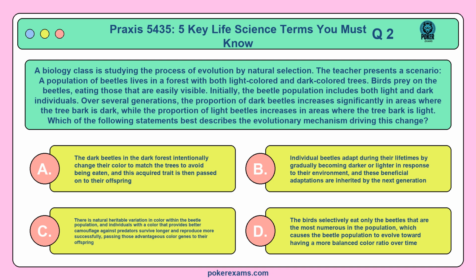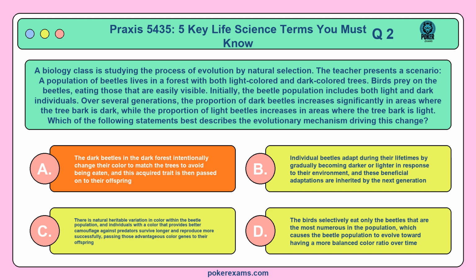Initially, the beetle population includes both light and dark individuals. Over several generations, the proportion of dark beetles increases significantly in areas where the tree bark is dark, while the proportion of light beetles increases in areas where the tree bark is light. Which of the following statements best describes the evolutionary mechanism driving this change?